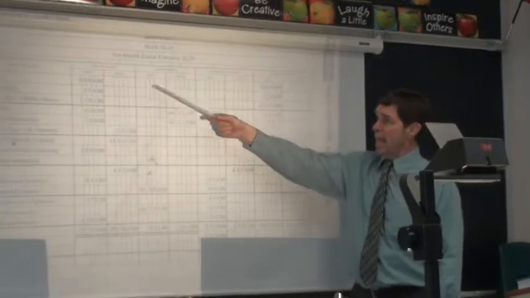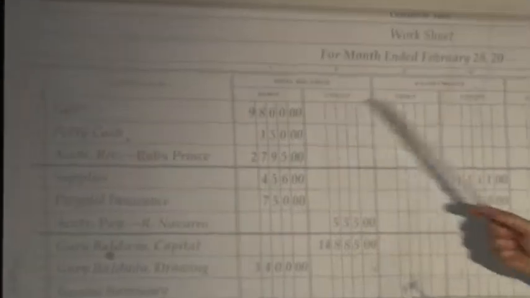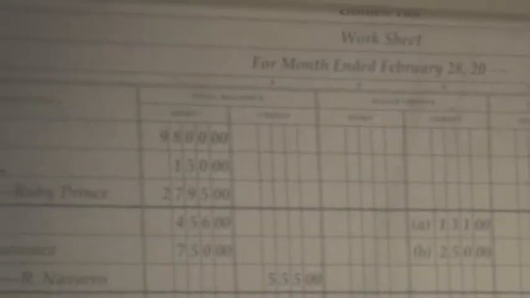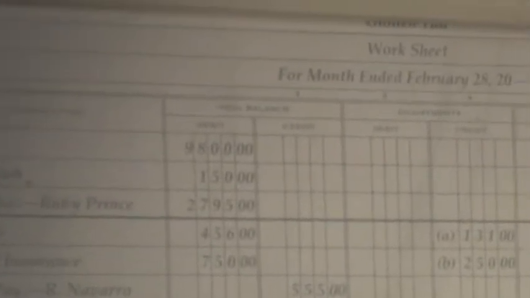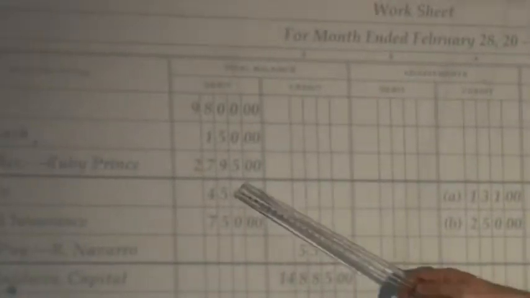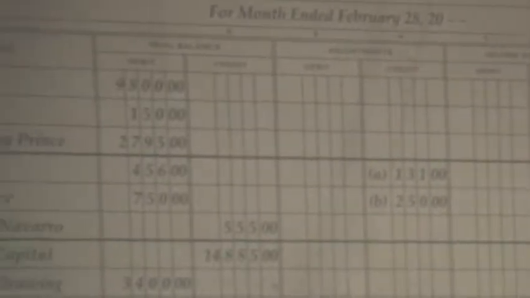Okay, now we're going to carry these numbers forward as I mentioned. The asset account cash, $9,800. Important to remember, once a debit, always a debit. Keep things in the correct column, debit or credit, based on the normal balance of each account. Petty cash, $150. Accounts receivable Ruby prints, $2,795. Pretty simple process so far, I think you would agree.